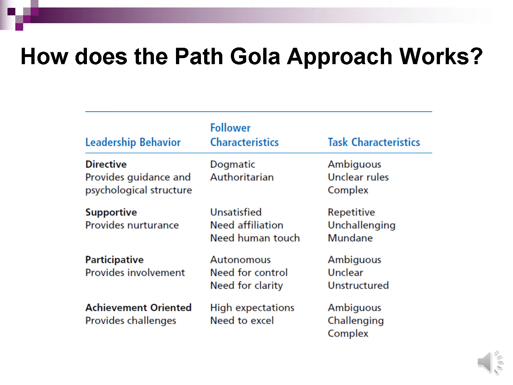So, for different kinds of leadership behavior, you can think of the follower attributes and characteristics and then the task characteristics: ambiguous, challenging, and complex. So, there can be different sets of characteristics for the task, the followers, and the leadership behaviors.